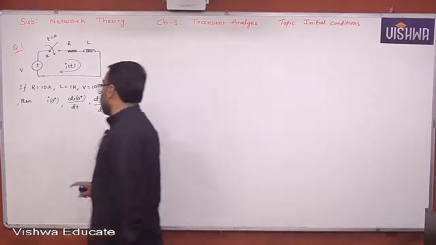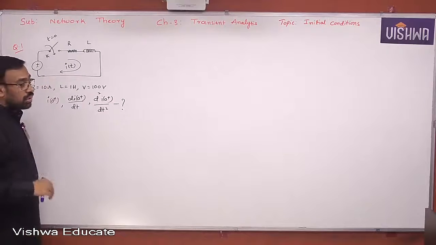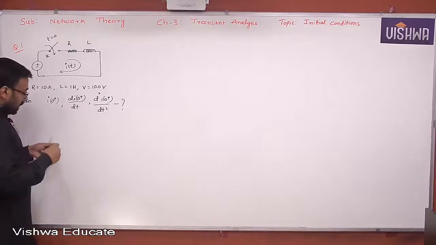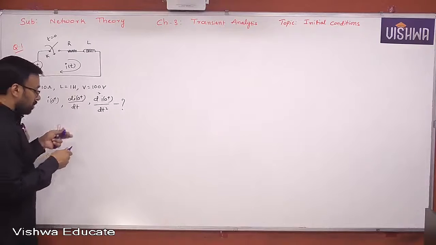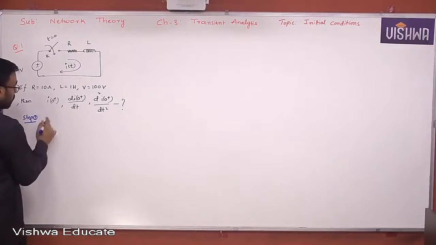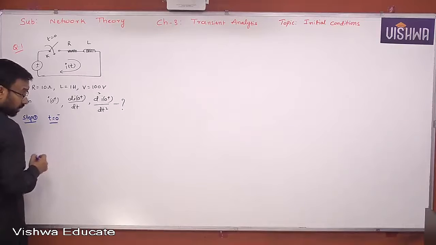Whenever you come across 0 plus conditions, we should always remember that 3-step approach and apply it step by step to avoid confusion. So first let me write clearly the step-by-step approach to solve this problem. Step 1. For t equal to 0 plus conditions, what is step 1? Construct the t equal to 0 minus equivalent.